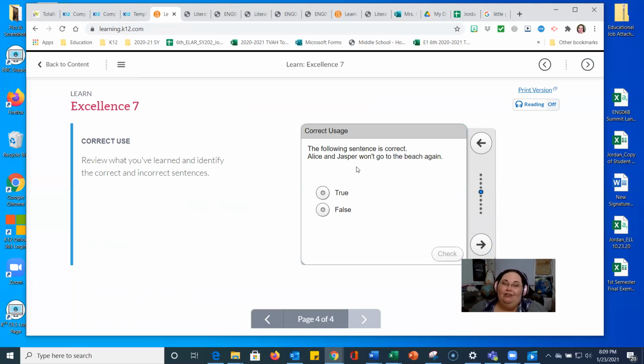The following sentence is correct. Alice and Jasper won't go to the beach again. Is that true or false? Check your answer. Once you know the correct answer, copy and paste into your review document. The following usage is correct. Henry doesn't find Kate unattractive. True or false? Check your answer. Did you get it right? When you know the correct answer, copy and paste into your review document.